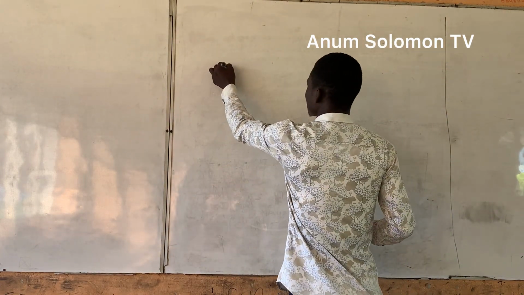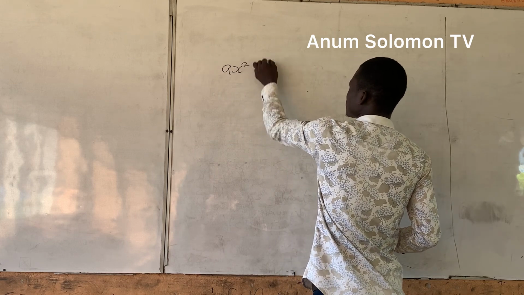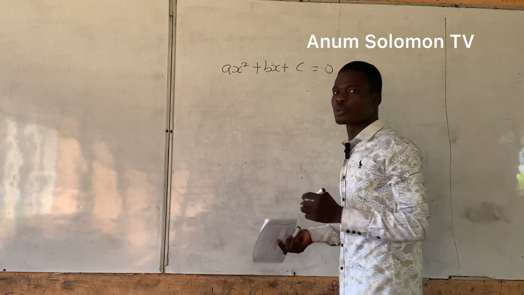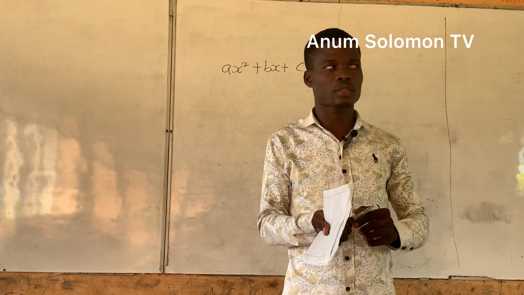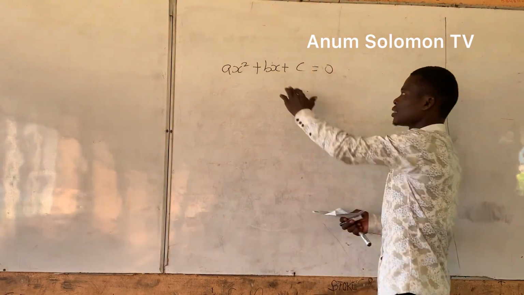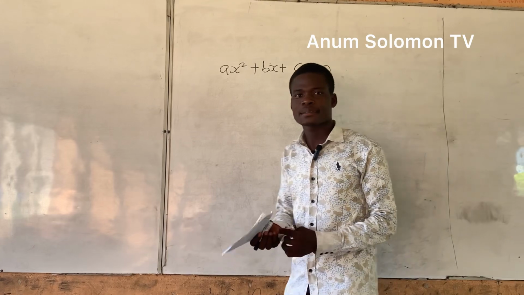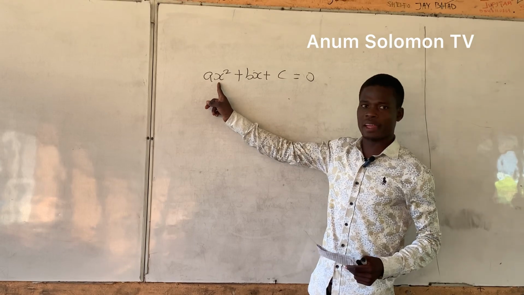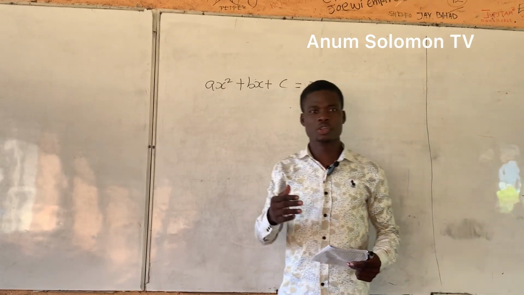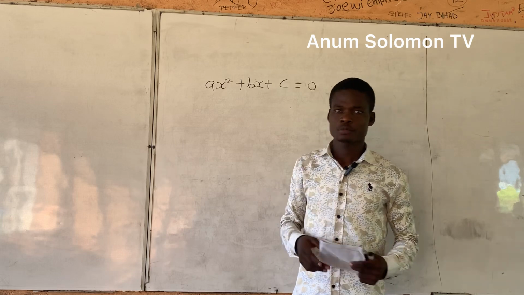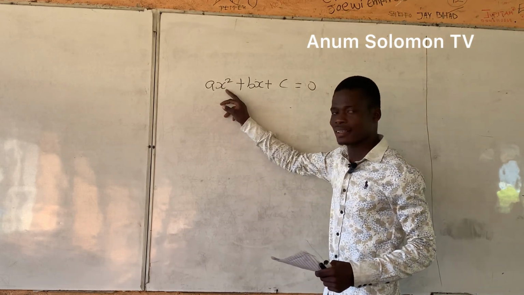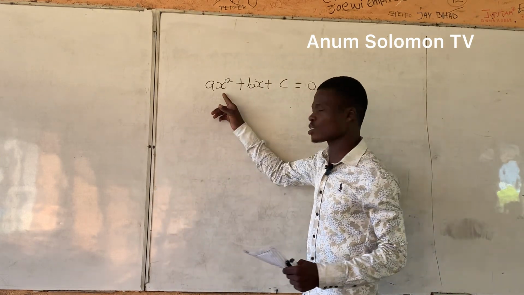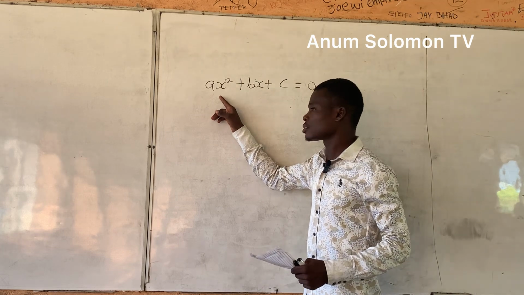The general quadratic equation is of the form ax squared plus bx plus c equals 0. To use the method of completing squares to solve a problem in this form, first you have to make sure that the coefficient of x squared is 1. If it is not 1, then you have to divide through by the coefficient of x squared for the coefficient to be what?